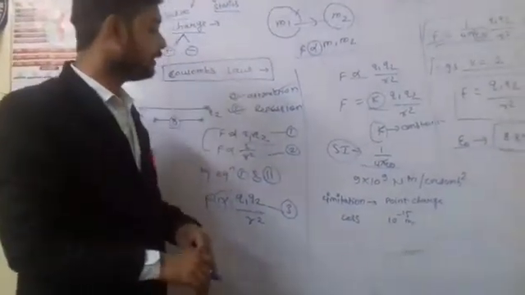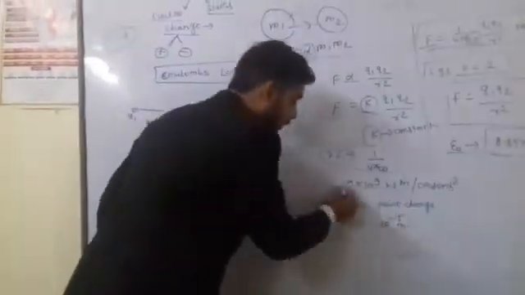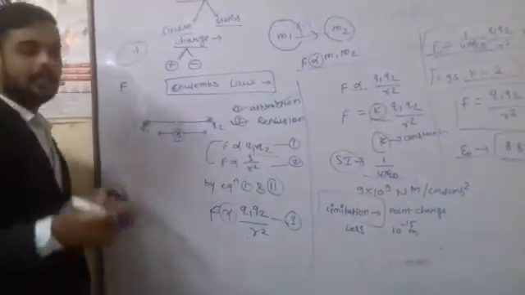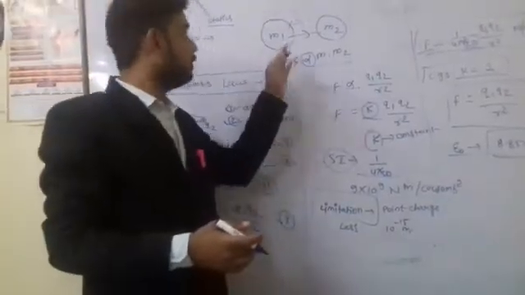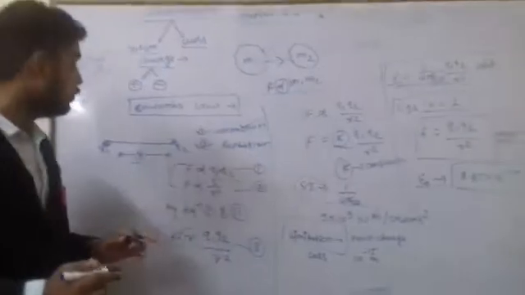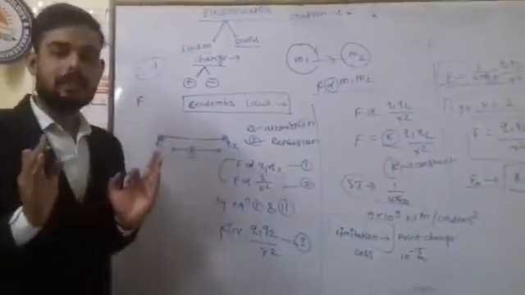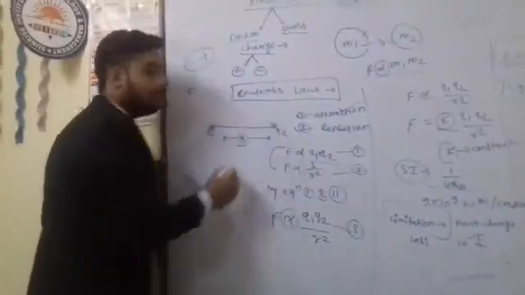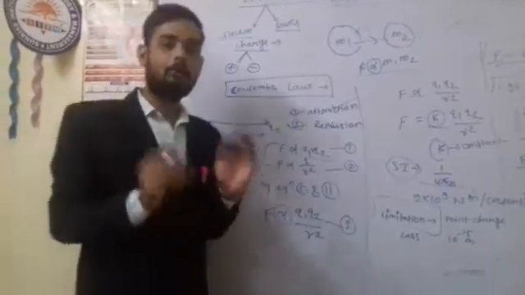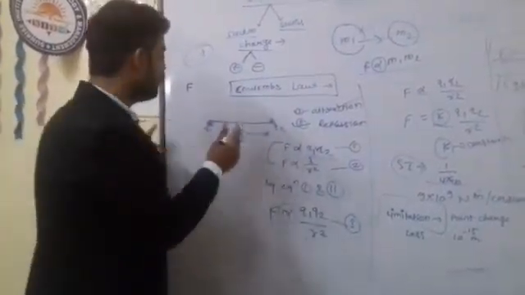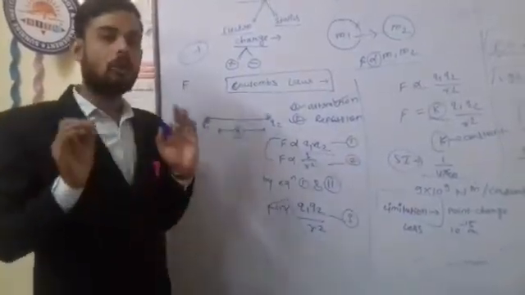Some limitations of Coulomb's law are also there. In our next topic we will study the difference between the gravitational law and Coulomb's law. So Coulomb's law has some limitations. The first limitation is that Coulomb's law is only true for point charges. I explained earlier that point charge means charges at a very short distance. So this is Coulomb's law's drawback.